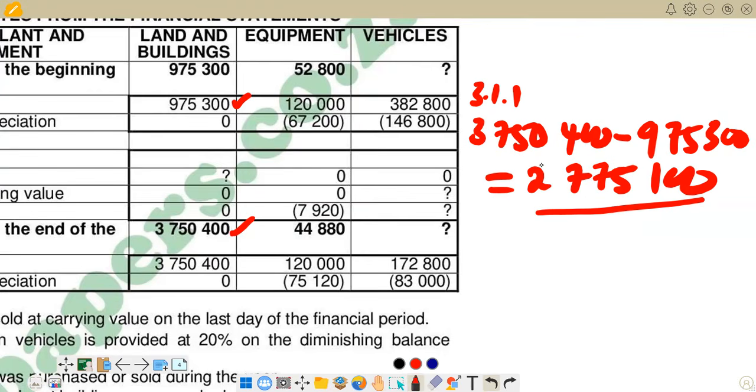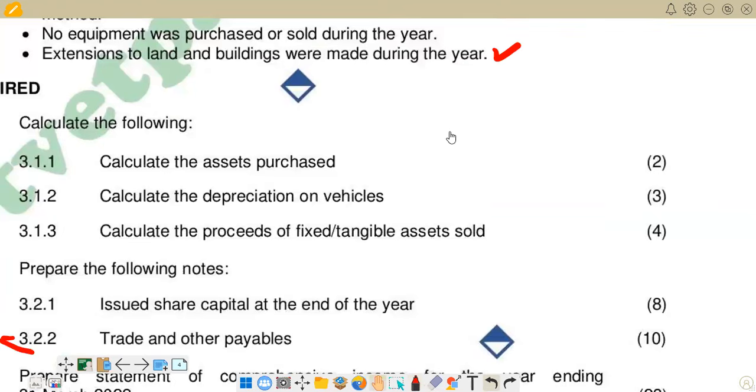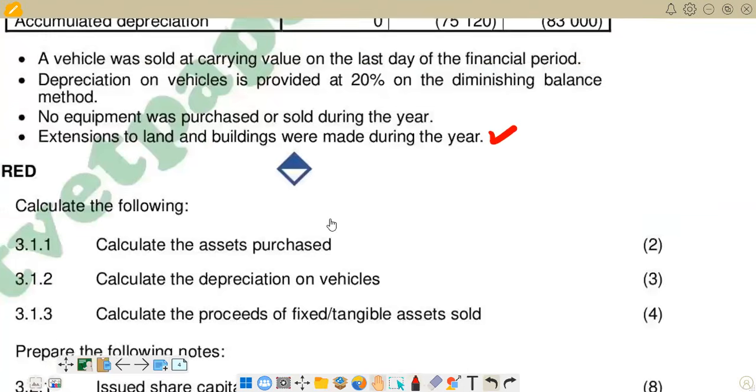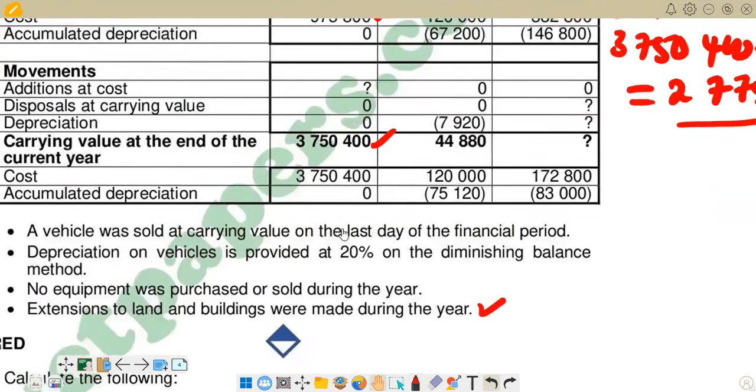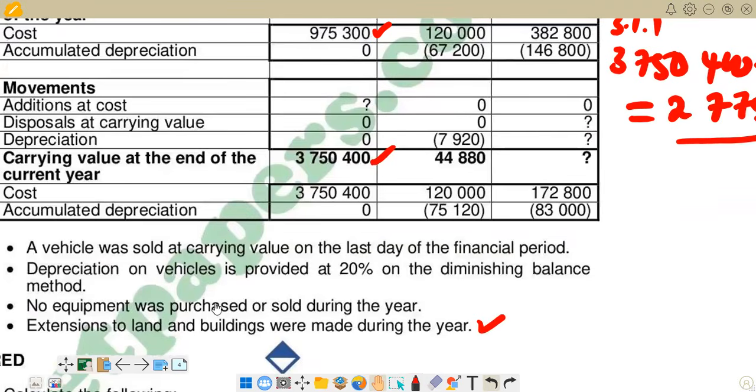So if you go to the second part of the question, we can move down to recheck what actually is on the second part. Calculate the depreciation on vehicles. So we go again on the non-current asset notes and try to see how we can calculate depreciation there. But basically, you can go to the instruction in terms of the calculation of the depreciation. First point is saying a vehicle was sold at carrying value on the last day of the financial year. You see, that's where it is very important. It was sold on the last day. It means it stayed the whole year in the business. So the depreciation of that vehicle for the whole year was the expense for the business.